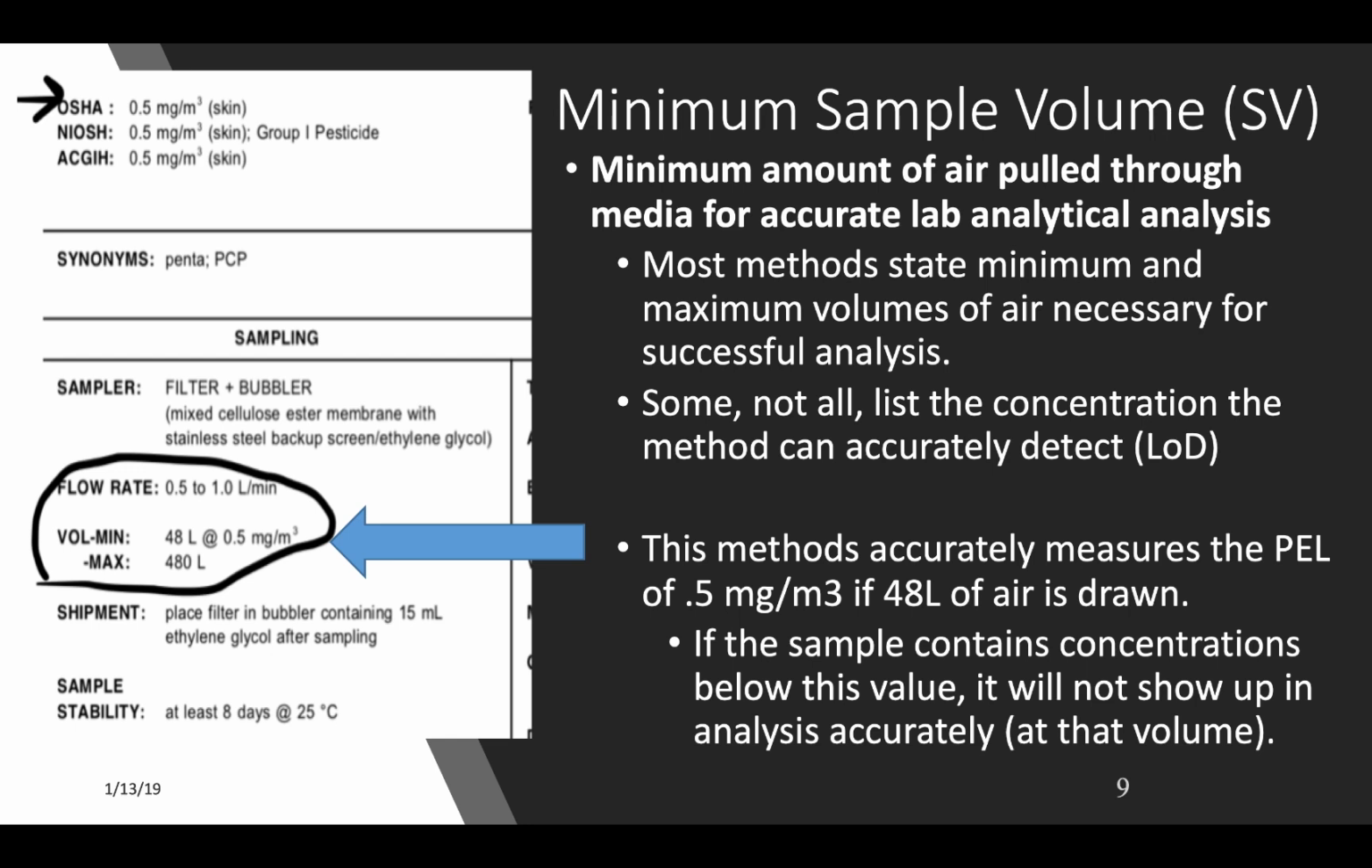So for our minimum sample volume, this is the minimum amount of air that's pulled through a media for accurate lab analysis. And most methods, although not all methods, list a minimum sample volume. Some of them list a maximum sample volume as well. And that's so that if you were pulling air at the highest level, you wouldn't overload the filter, and then you wouldn't be able to use it.